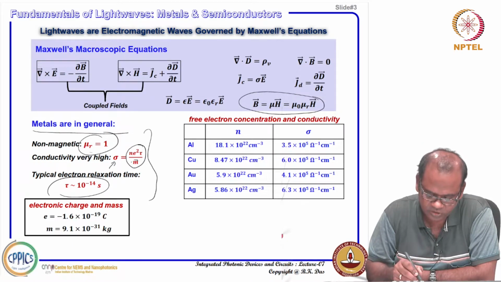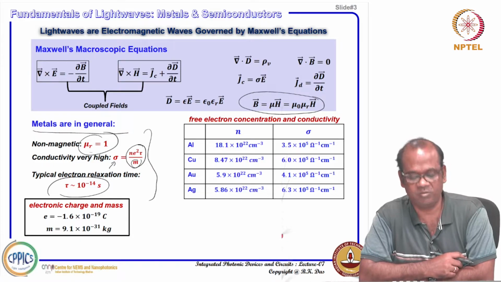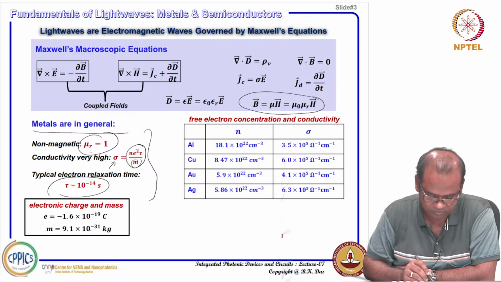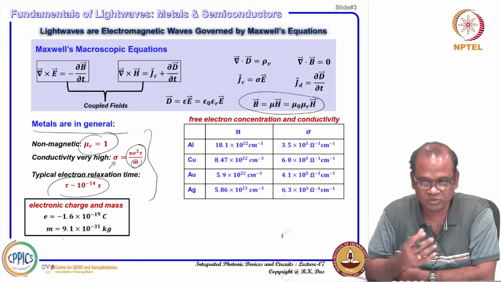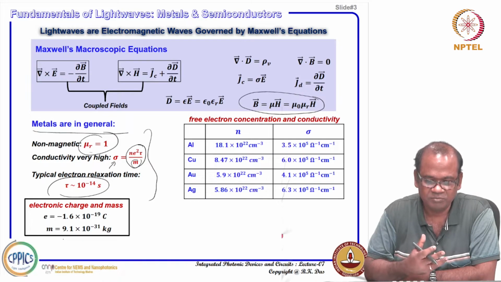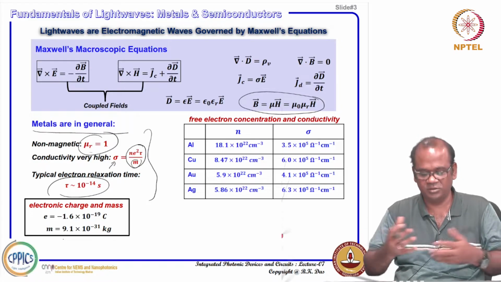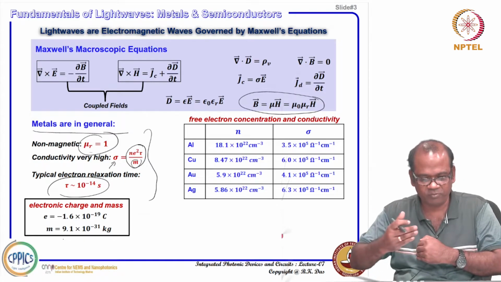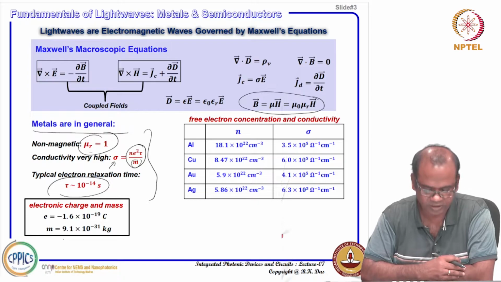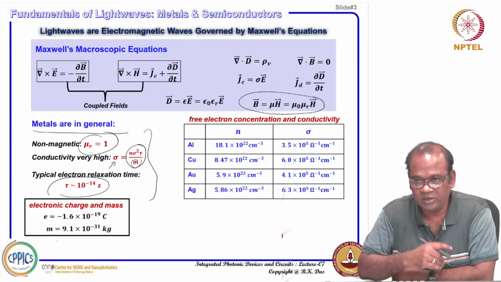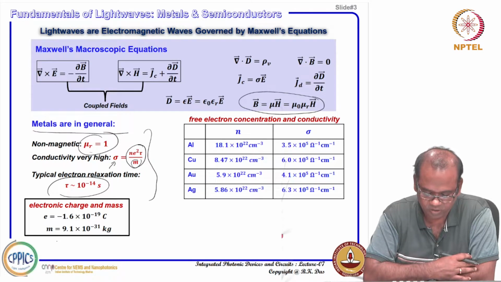And m, of course, is the electron mass. If it is completely free, it is 9.1 times 10 to the minus 31 kg. Sometimes you can modify this mass, because inside the material medium we have a periodic potential that will modify the mass, called effective mass. Effective mass can be higher or lower than this, depending on the dispersion relation inside. I am not going into that right now.